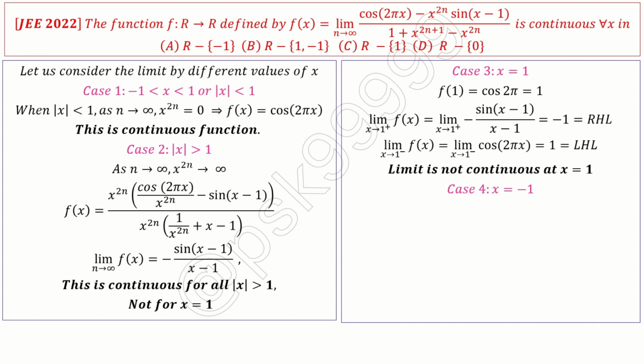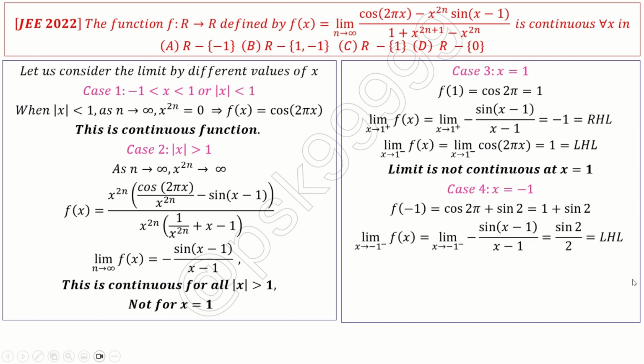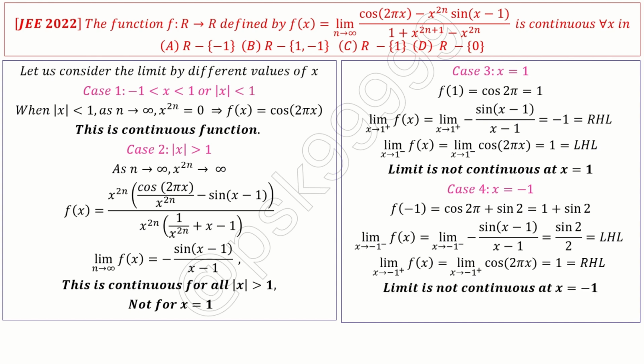Okay, similarly case 4, x equal to minus 1. f of minus 1 is nothing but 1 plus sin 2. If I substitute, that's what I get, 1 plus sin 2. My LHL is nothing but sin 2 by 2, because if I take this definition, I'll get sin 2 by 2, which is not equal already. RHL also will get a different value. So it is not continuous at x equal to minus 1 also. So answer is 1 and minus 1. So option B is correct also. Next.